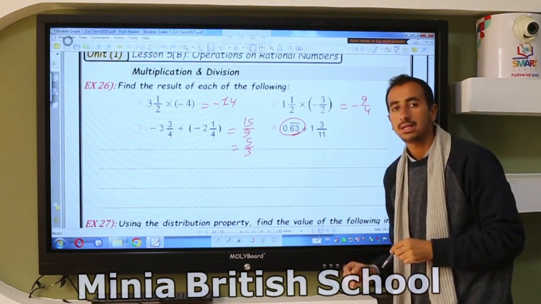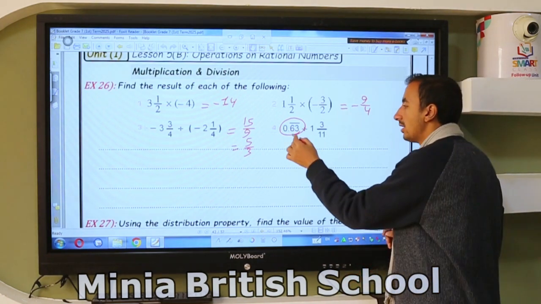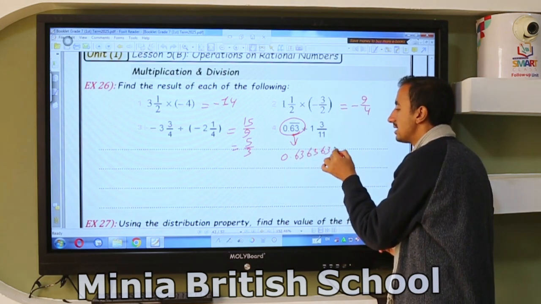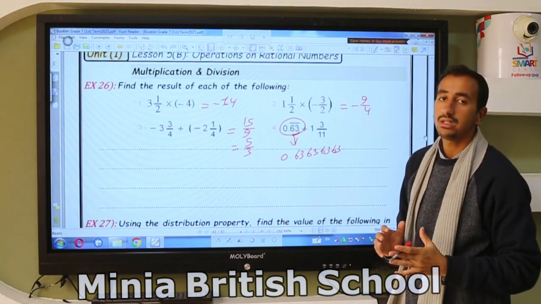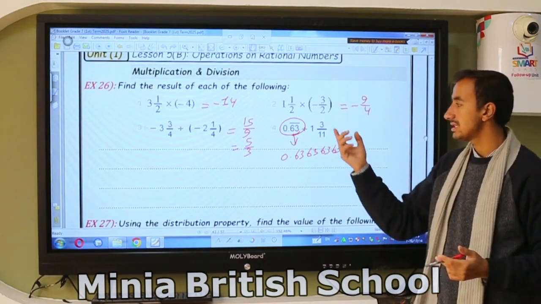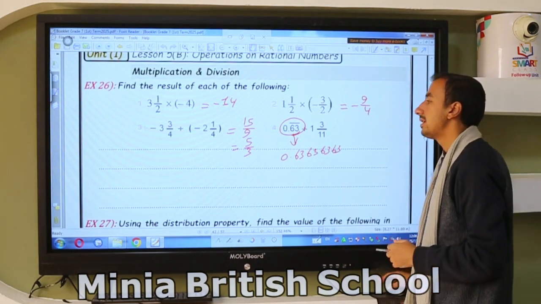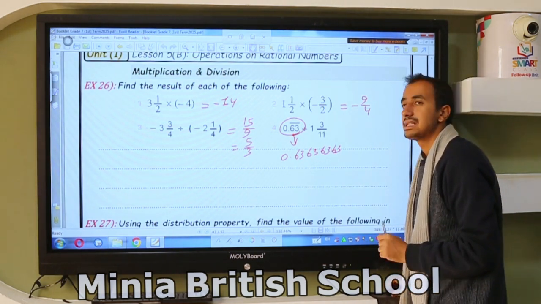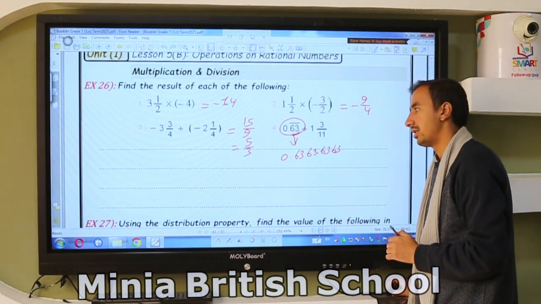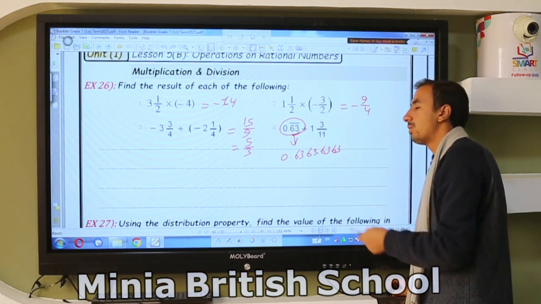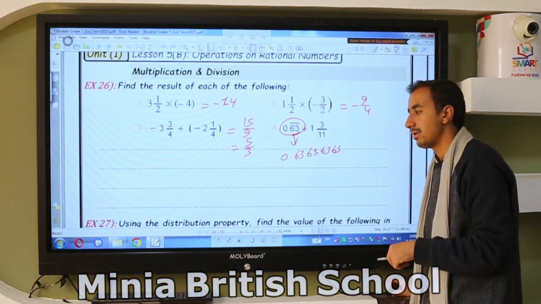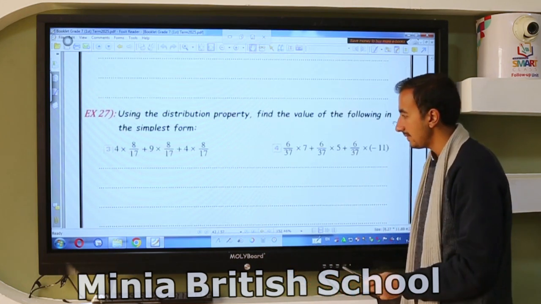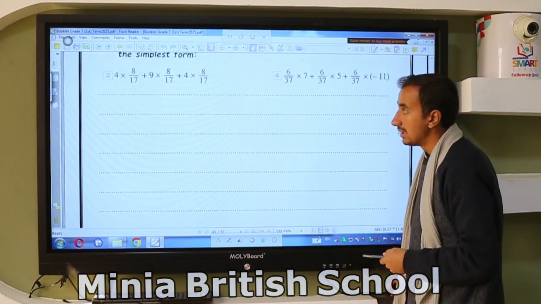0.63 bar means a recurring number. 0.63 is repeated. Recurring means the number is repeated infinitely, the same digits. Okay, here 0.63 bar, you can use the calculator, it will be 63 over 99 plus 1 and 3 over 11. It means by using the calculator to find the answer. Okay, yes, the same for this one.